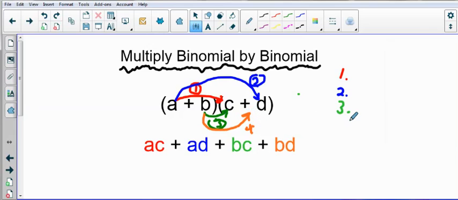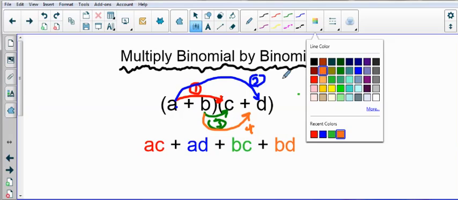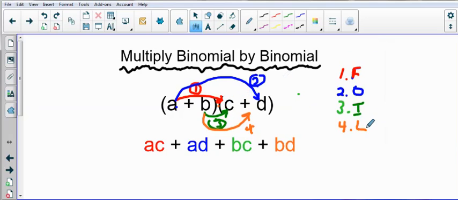Okay, I'm going to show you something. First, I want you to see it, and then I want to tell you why it's a bad idea. The very first thing that we did was take the first term times the first term. That's an F. Then we took the outside terms, a and d, the outer terms. Then we took the inside terms, b times c. And then finally, we took the last terms, b and d. And so that's called FOIL.